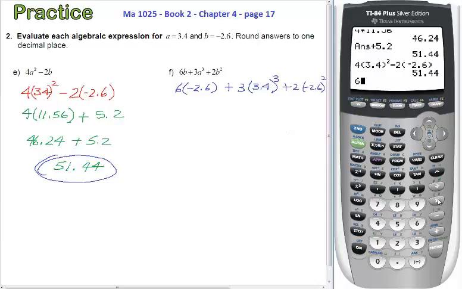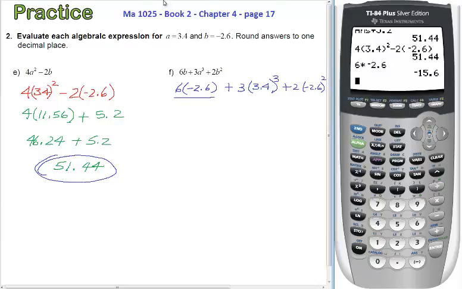So 6 times negative 2.6 is the very first thing I see. I can do that one. This piece here gives me negative 15.6. Now if I go to the next one, it's plus 3, and order of operations requires me to do this exponent next, right?